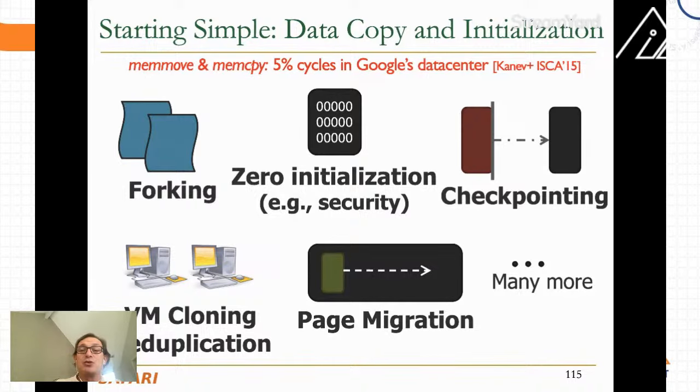And in fact, Google, in that paper that I mentioned earlier, basically show that in their data center workloads, about 5% of the execution cycles, averaged across all of their workloads, is occupied by these two functions only, memmove and memcopy. This is fascinating. Basically, they're doing copying, and that's occupying 5% of the whole cycles across many, many functions, only two functions.